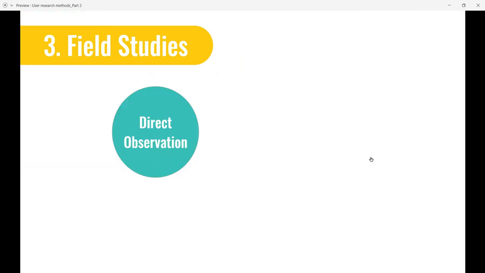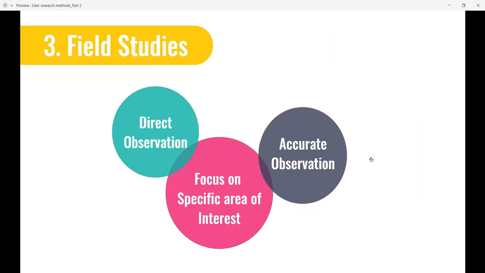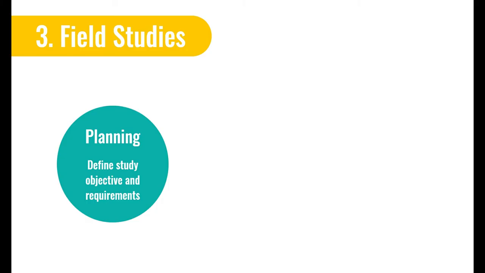Here are some key benefits of field studies or key highlights of field studies. One of them is direct observation. Focus on specific area of interest or accurate observation. So let's see the procedure of field studies. The first one is, and the most important, planning. So define study objective and requirements, the place where you'll be conducting the study and people who will be observed.